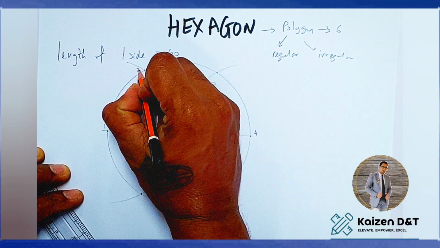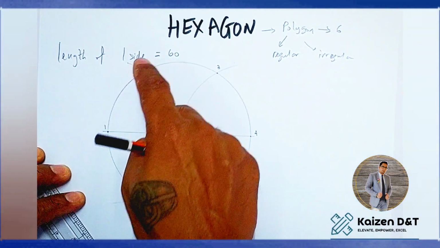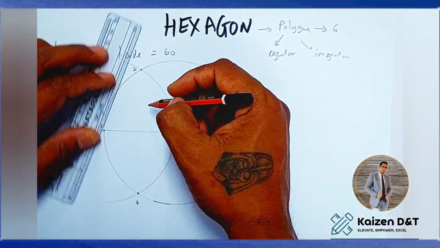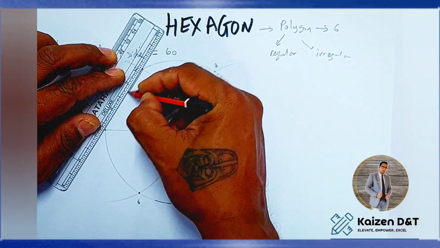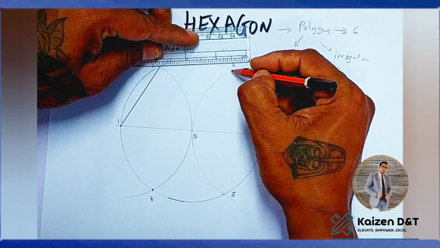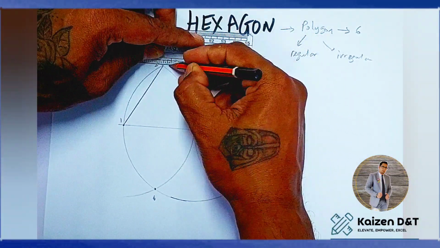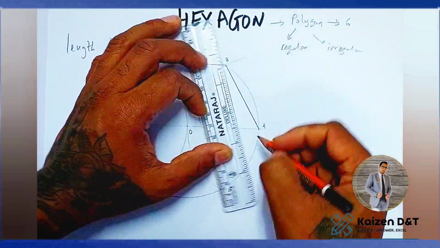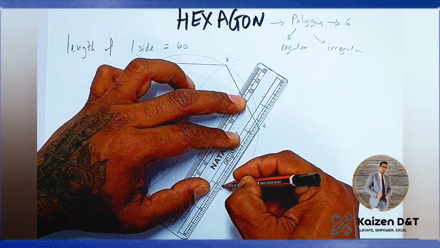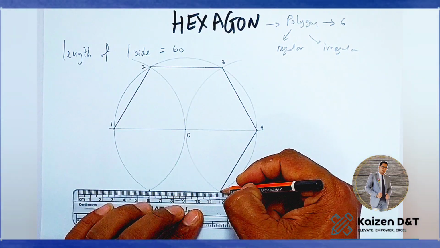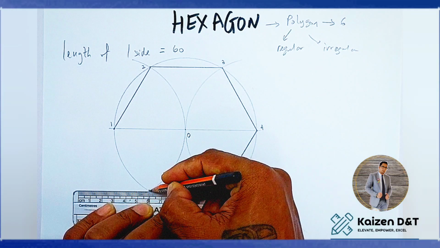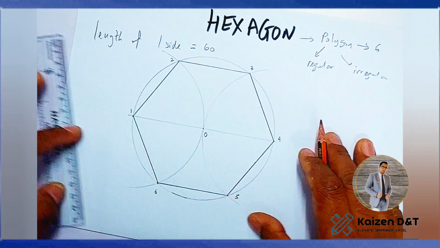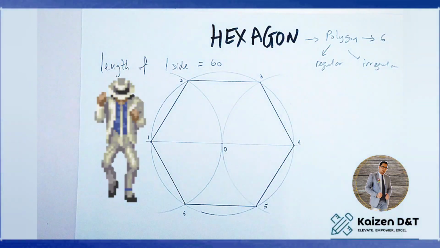We can label these. Since we have obtained 6 dots on the circumference, we're going to draw the lines like this. So my friends, this is how we draw a regular hexagon.